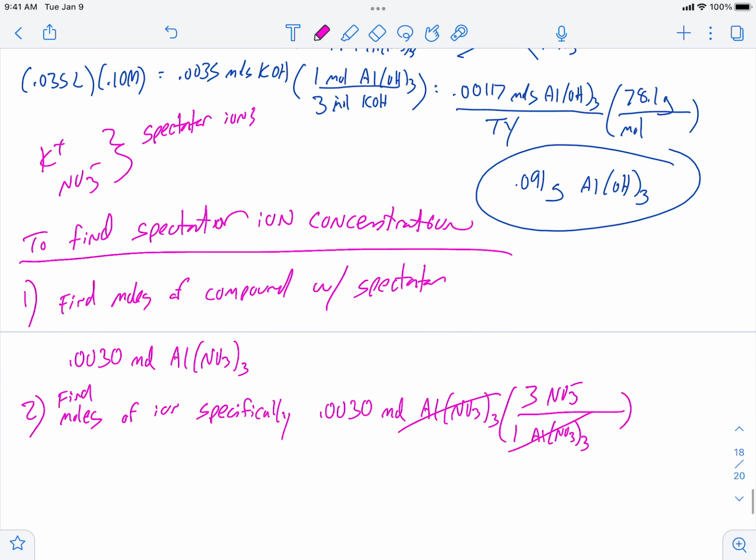And the reason why we do that is because now that tells us that there are 0.009 moles of NO3−. That's how many moles of nitrate there were at the beginning. That's how many moles of nitrate there are at the end. And I know this because I know that nitrate did not react. Anything that does not react, its moles does not change. So there's one more step.